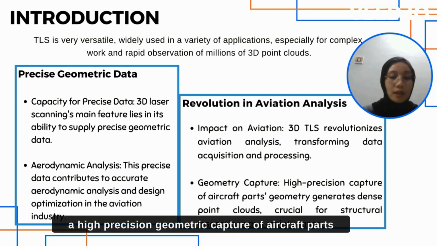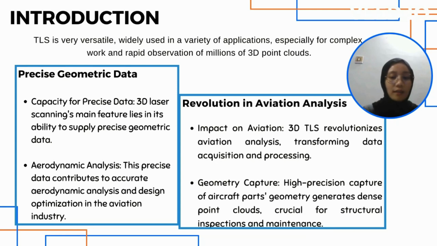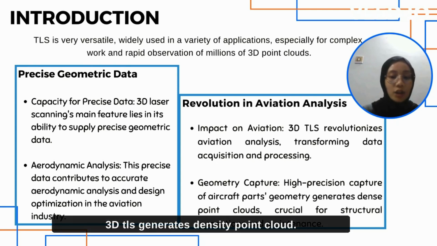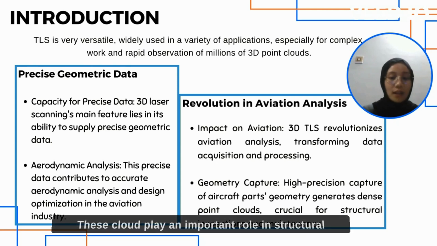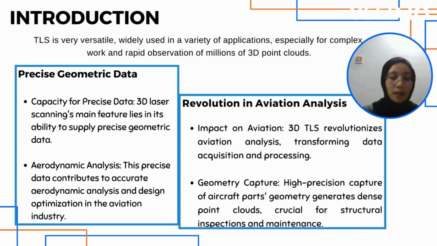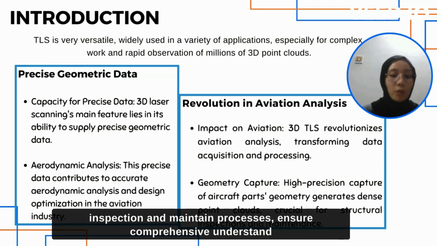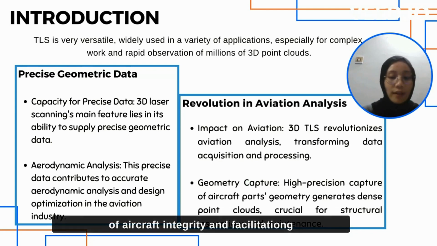With the high-precision geometric capture of aircraft parts, 3D TLS generates dense point clouds. This cloud plays an important role in structural inspection and maintenance processes, ensuring a comprehensive understanding of aircraft integrity and facilitating informed decision making.